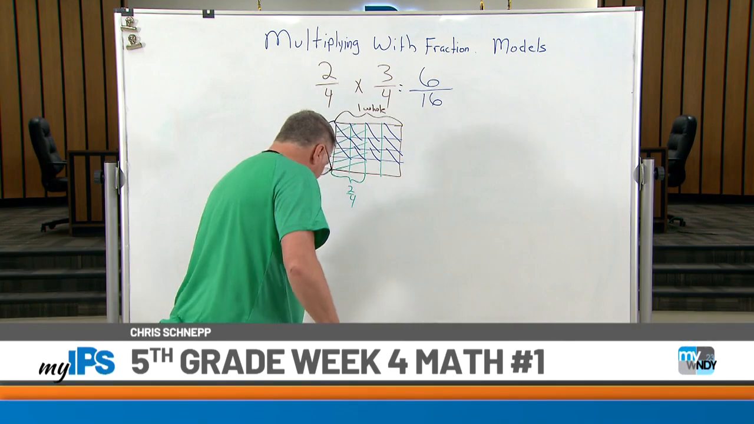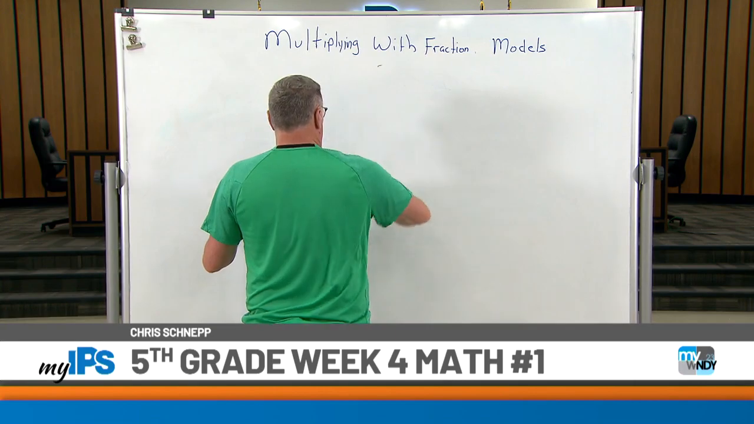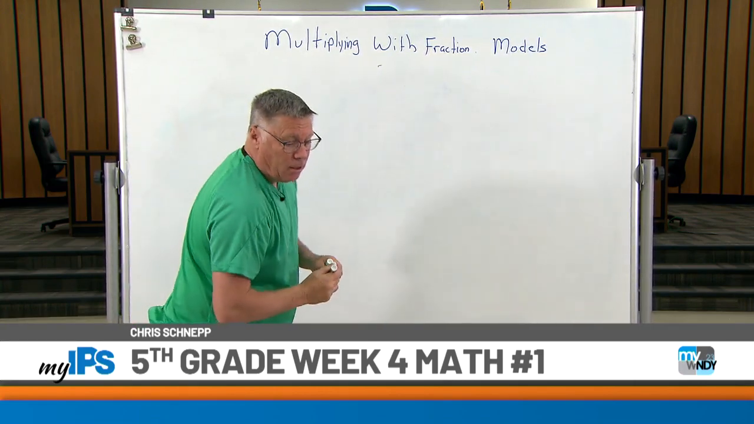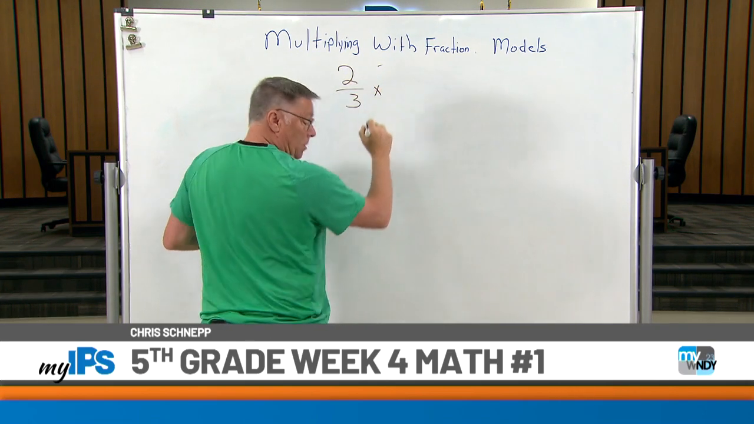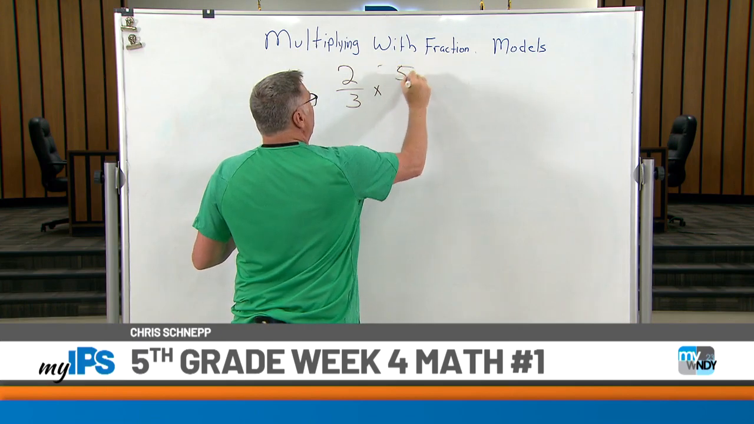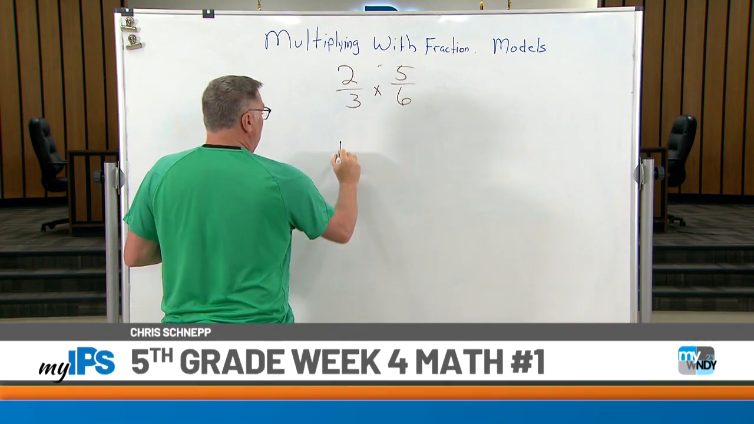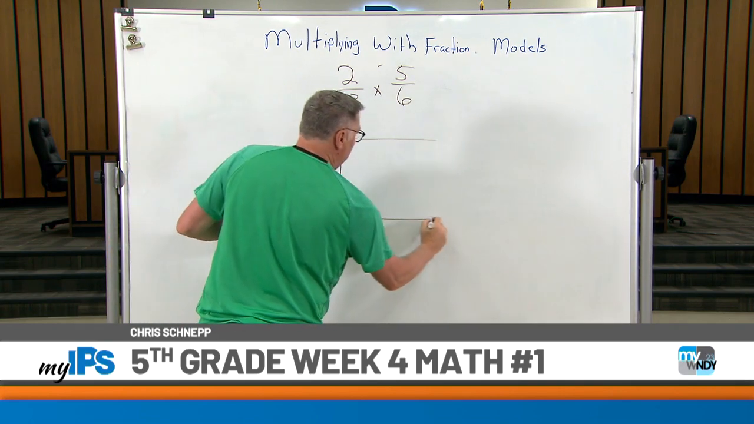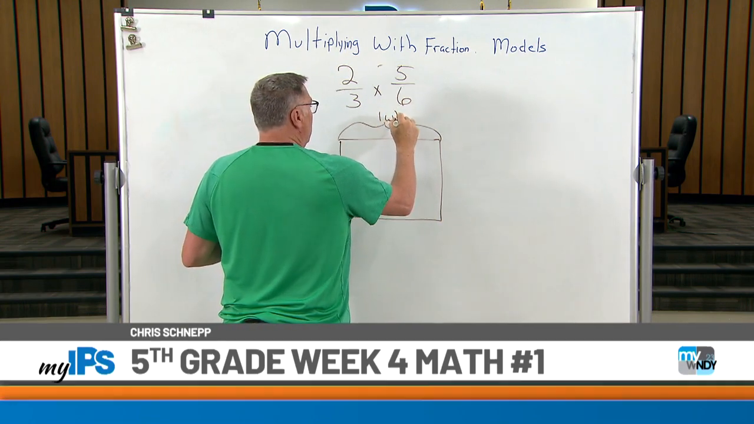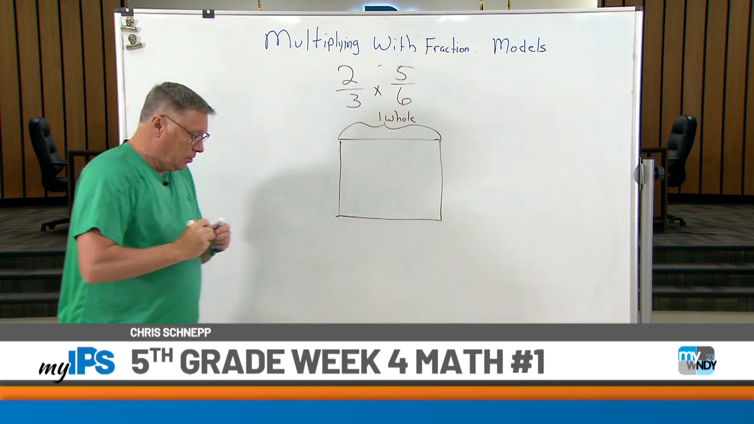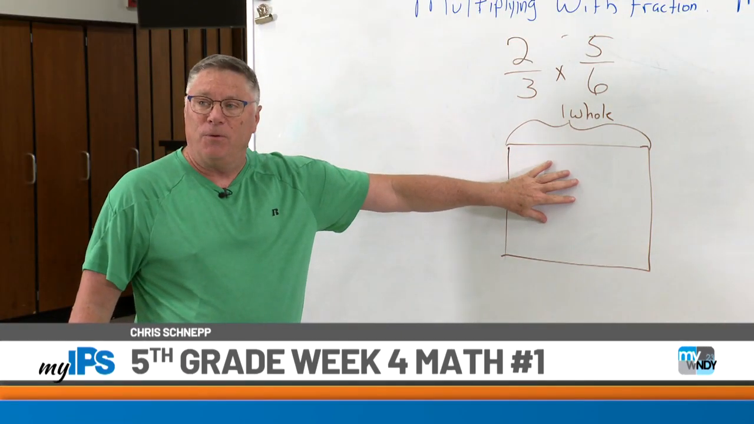All right, let's try a different problem. Let's say our next problem is 2/3 times 5/6. All right. So we're going to draw our whole unit again. Okay, and this is 1 whole. So how many units am I going to divide this into vertically the first time?